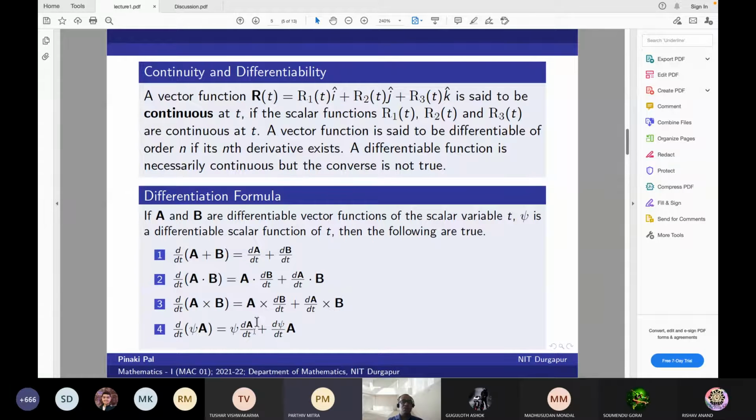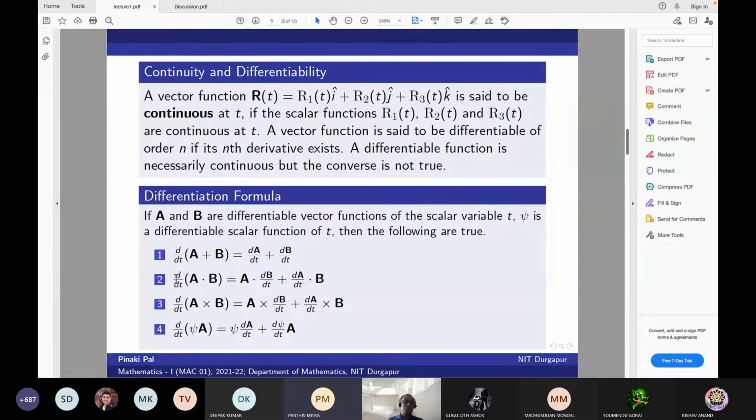And these are some natural rules, probably you have been using them for long, but I have listed them for our convenience. Suppose A, B are two vector valued functions of a single variable t, and psi is a scalar function. Then we can use these rules if necessary. d/dt of A plus B, the sum of the vectors, is equal to dA/dt plus dB/dt. That means you differentiate individual functions and then add.